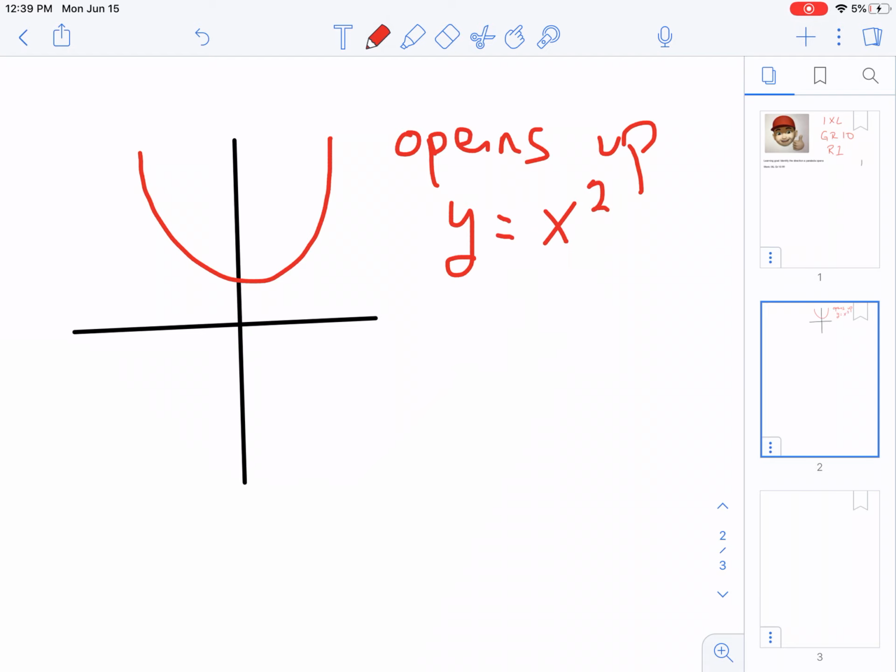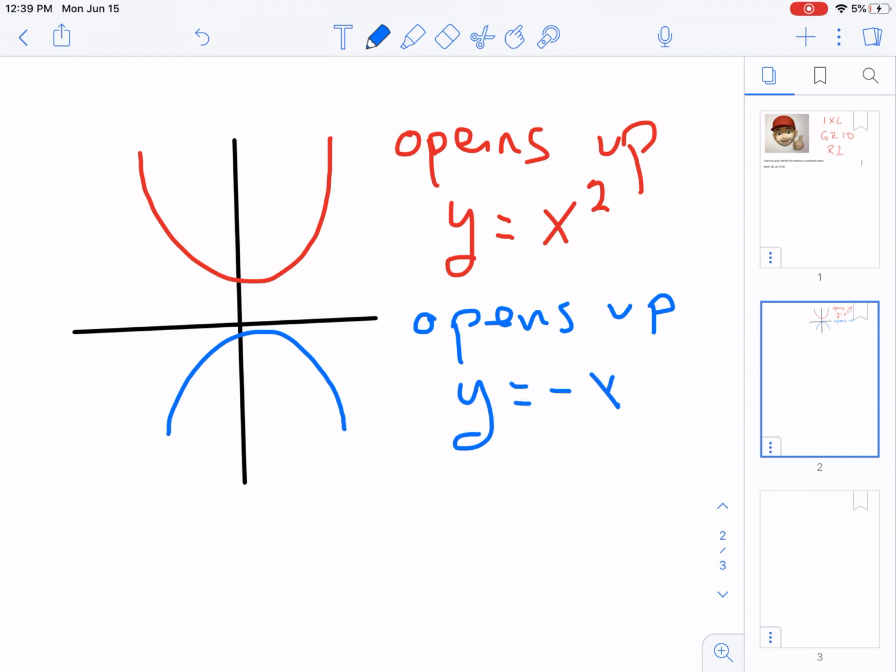x squared. If the parabola opens down, the open part would be down. And you would see that when you have an equation that looks like y equals negative x squared. The negative sign is what flips the parabola upside down.